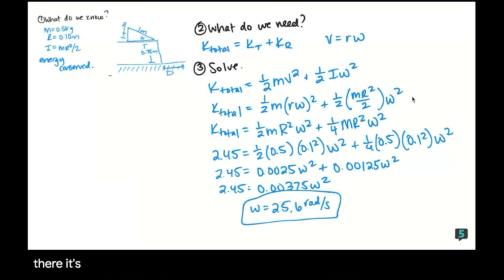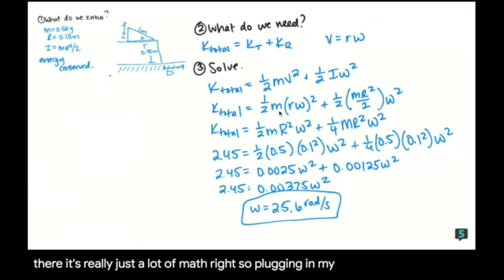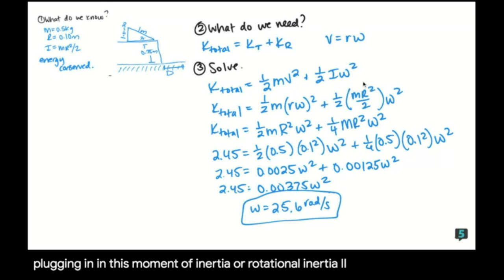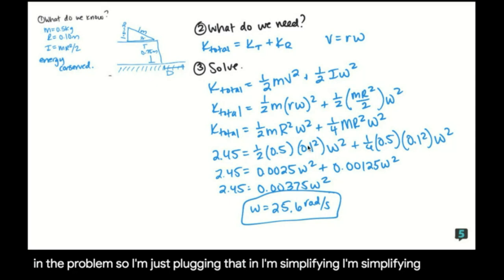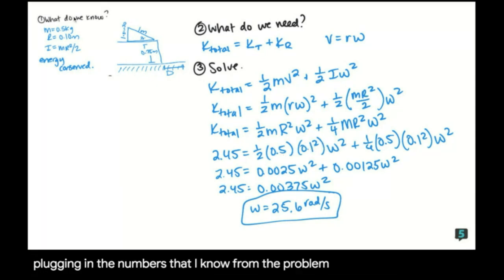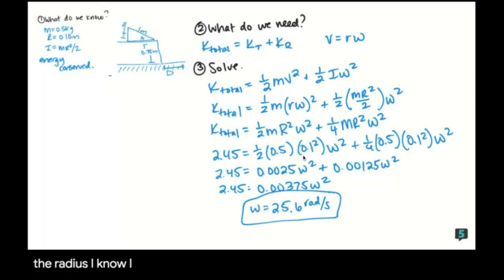From there, it's really just a lot of math, right? So I'm plugging in my radius. I'm plugging in this moment of inertia, rotational inertia I, which was given to me in the problem. So I'm just plugging that in. I'm simplifying. I'm plugging in the numbers that I know from the problem. I know the mass, I know the radius, I know I, and then more math, more simplifying, getting down to the angular velocity is 25.6 radians per second.